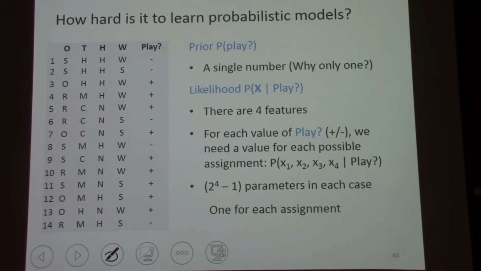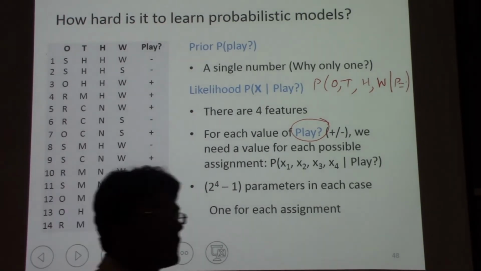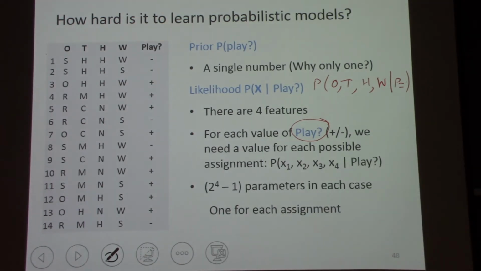Consider the likelihood. There are 4 features here, and for every value of the play label, the likelihood simply asks what's the probability of outlook, temperature, humidity, and wind, given that play equals something, either plus or minus. When play equals plus, you need a number for every possible assignment of these 4 features. When play equals minus, you need a number for every possible assignment.